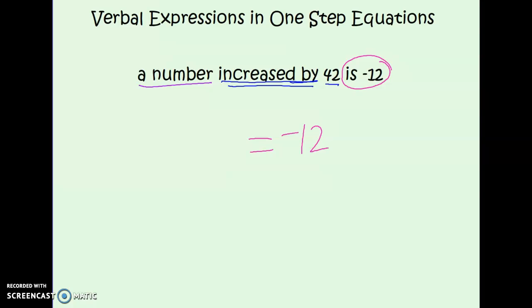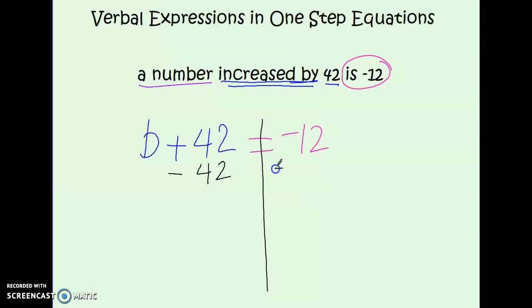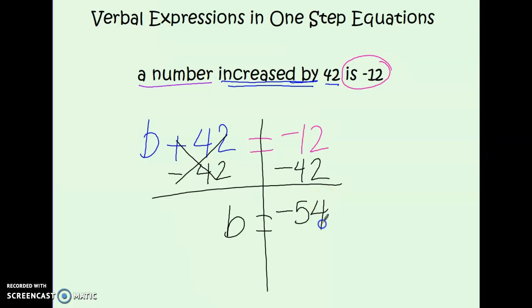Okay, a number. That means I just choose a variable. Okay, I'll choose a B. Doesn't matter what letter you use. Increased by does mean addition. It's getting higher. So that means we're going to be adding this 42 to B, and we're going to get negative 12. Okay, again, we do inverse operations, so we're subtracting 42 from both sides. This cancels out, leaves me with B, and then I've got negative 12 plus negative 42, so I'm adding them together since they're both negative, and I get negative 54.